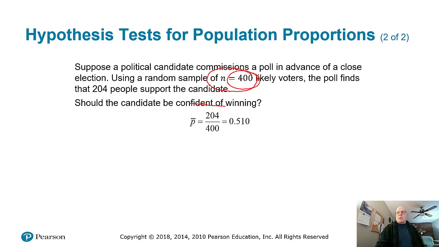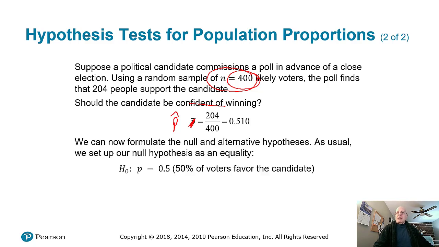Okay, here's our first mistake. That should be p hat. So on slide number 3, I need to make a change. Alright, so we're at 51% basically. We get our null and alternate hypotheses.